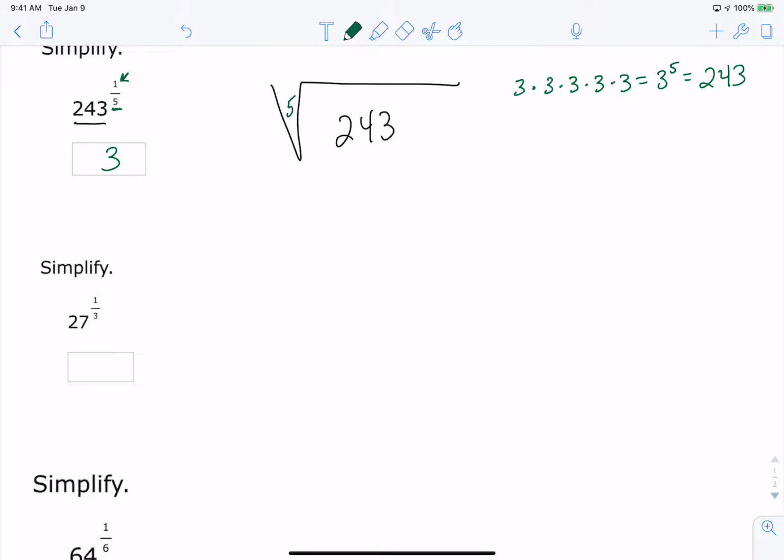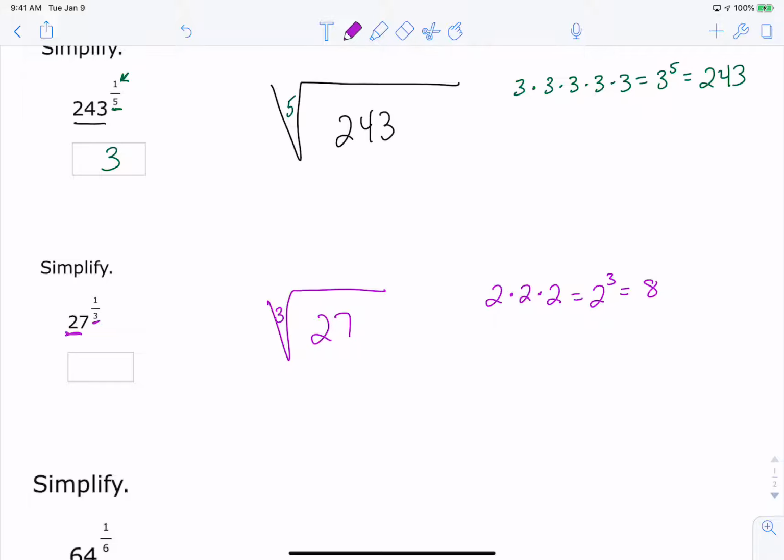Next one, 27 to the 1/3. And make your radical. 27 is the base. Power is still 1, so we don't really need to use that. Your index is 3, so it's the 3rd root of 27. So what number multiplied by itself 3 times gives us 27? Well, if you need to start with 2, you can do that. 2 times 2 times 2 is the same as 2 to the 3rd.